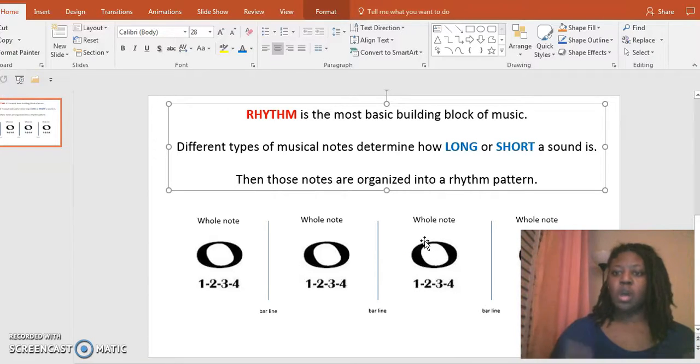rhythm notes are separated by these lines that go straight down, and they are called bar lines. As you can see, I've written those words there, bar lines. So whole notes take up the whole measure, the whole part, before a bar line comes down. And then the next whole note takes up the whole section. That's how you can remember. It takes up the whole section. Nothing else can fit inside that section except for the whole note. Okay?